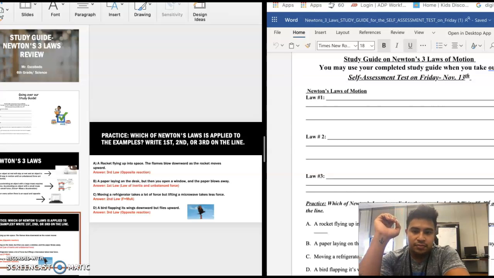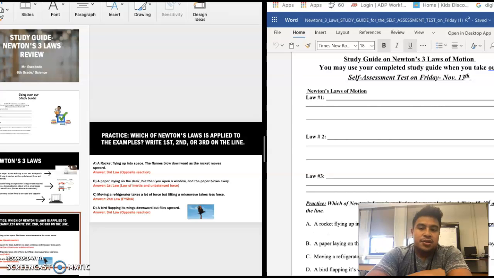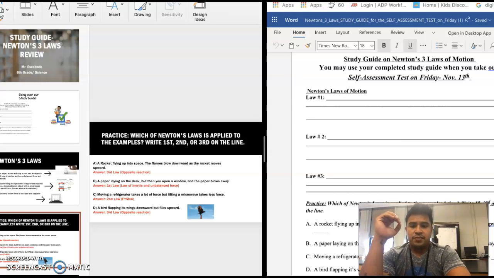B, a paper bag laying on the desk, but then you open a window and the paper blows away. So something at rest remained at rest until an unbalanced force disrupted it. So it is Newton's first law, law of inertia and unbalanced forces. C, moving a refrigerator takes a lot of force, but lifting a microwave takes less force. This is the second law: force equals mass times acceleration.